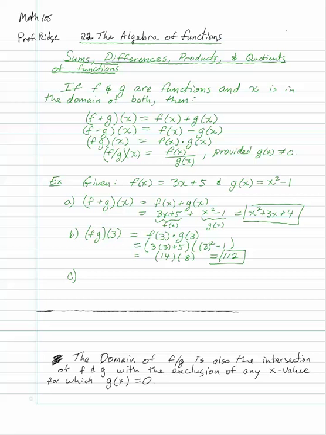Alright, let's try f divided by g of 2. So we're going to get f of 2 divided by g of 2. f of 2 is 3 times 2 plus 5. g of 2 is 2 squared minus 1. So that's 11 divided by 3. And that's my answer. Okay, so it's pretty straightforward. If you want to add, subtract, multiply, or divide two functions, then you just add, subtract, multiply, or divide the two y values.